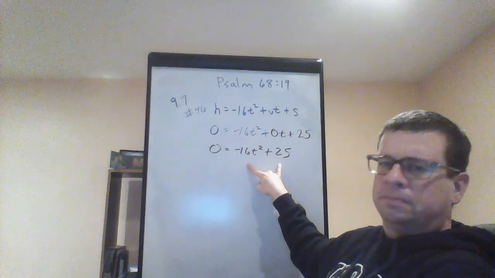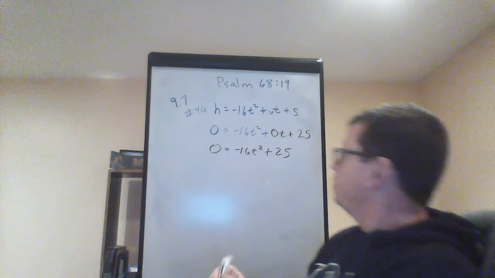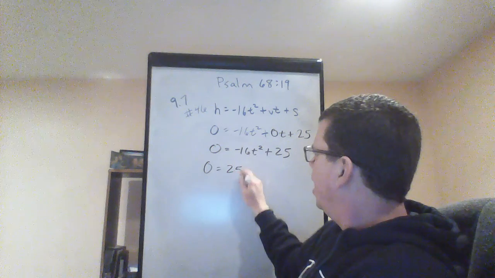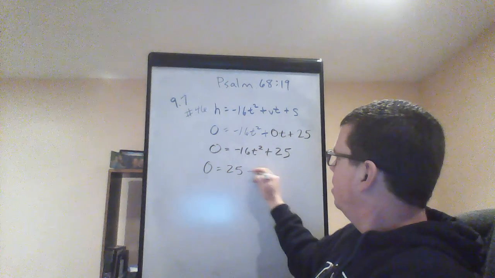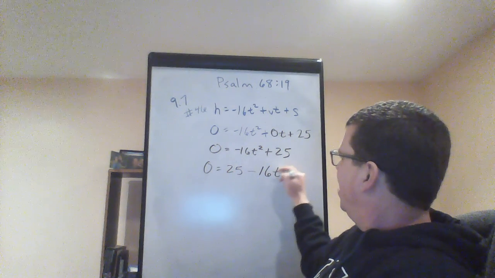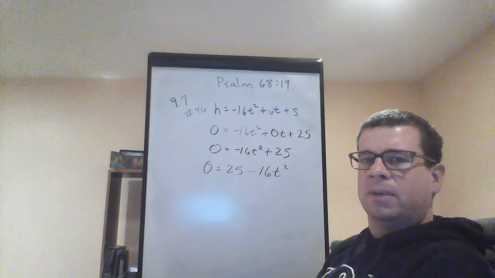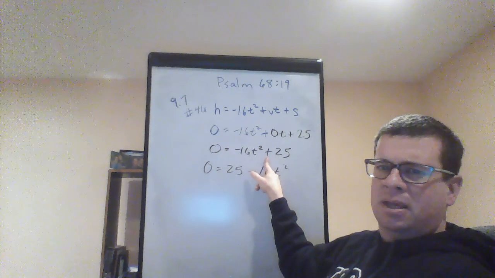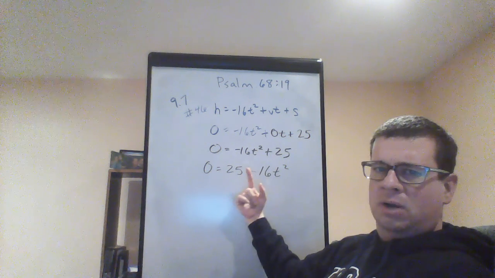Okay. So what I'm going to do is, since addition is commutative, I'm going to switch these two. All right. And I'm going to make it 0 equals 25. Now, I could put plus negative 16t squared, but I'm going to put minus 16t squared, just so it fits our pattern just a little bit better. Okay. And so again, catch what I just did. Since it's addition, addition's commutative, because again, it's a difference of two squares.